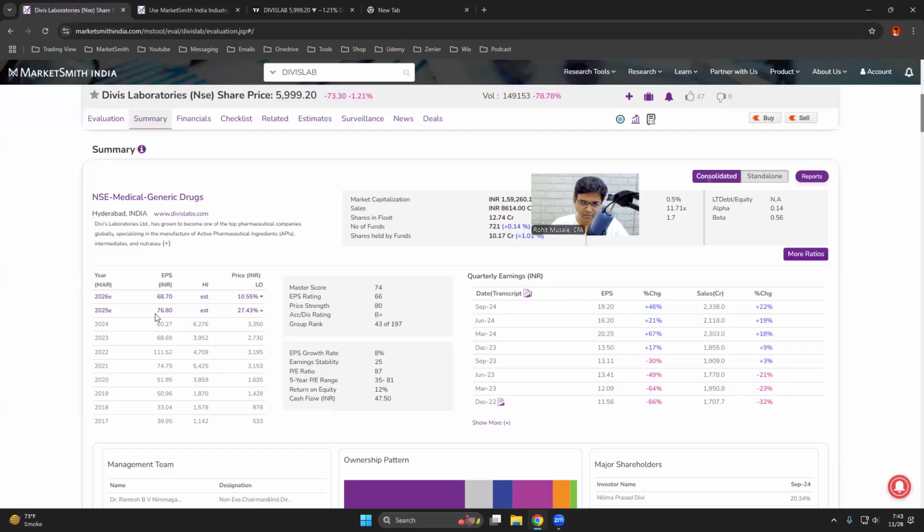Now, see, there are estimates that it will improve to 76 and then it will fall back again, but this is still an estimate. It is still an opinion. It is not a fact. It is a consensus estimate. So I take my decisions based on facts. I don't take my decisions based on opinions of other people. So fundamentally, there is a problem with the company. So this company does not show the characteristics of a leader.